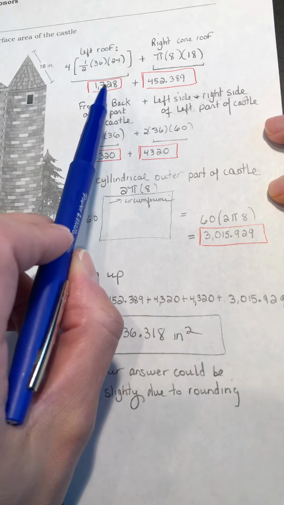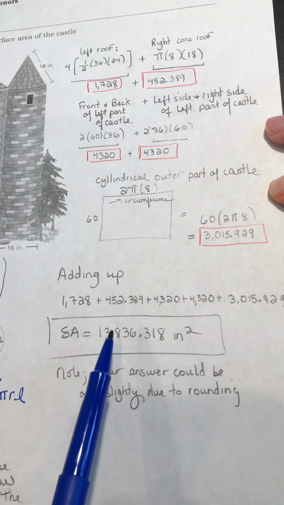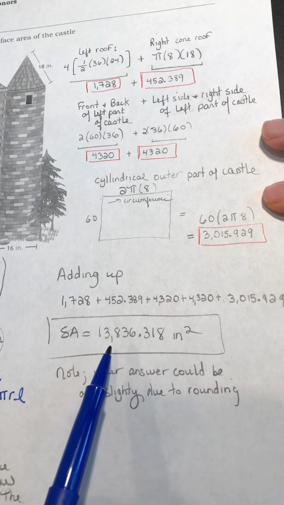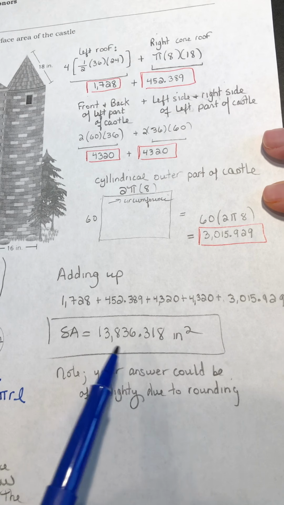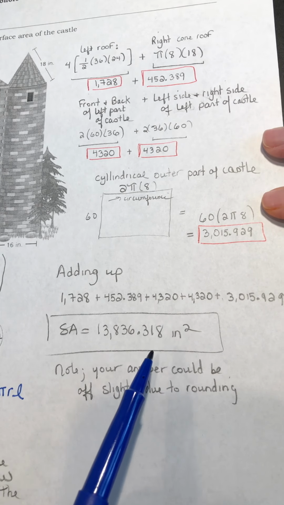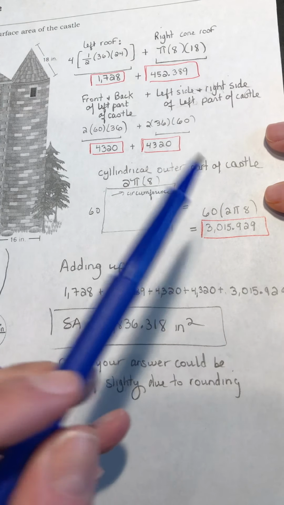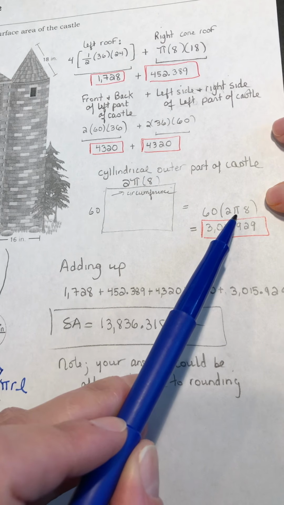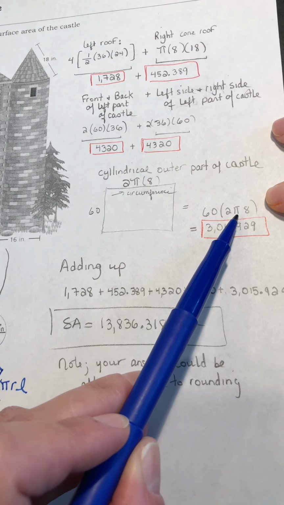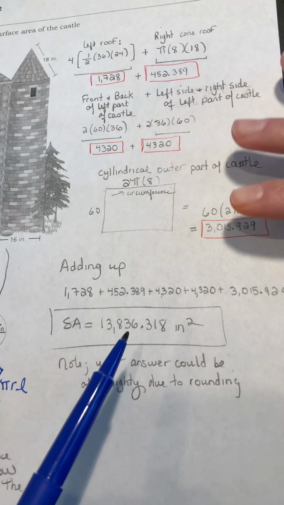I'm then just adding up all of the surfaces that I've highlighted, and I'm coming out with this answer here. And I would strongly encourage you to double check my math. Sometimes I make mistakes. And if I do, just email me and let me know if you think I made a mistake. Okay, now your answer could be slightly off due to rounding. Again, we talked about the problems with using the pi button versus 3.14. As long as you're roughly in the ballpark, we're good.